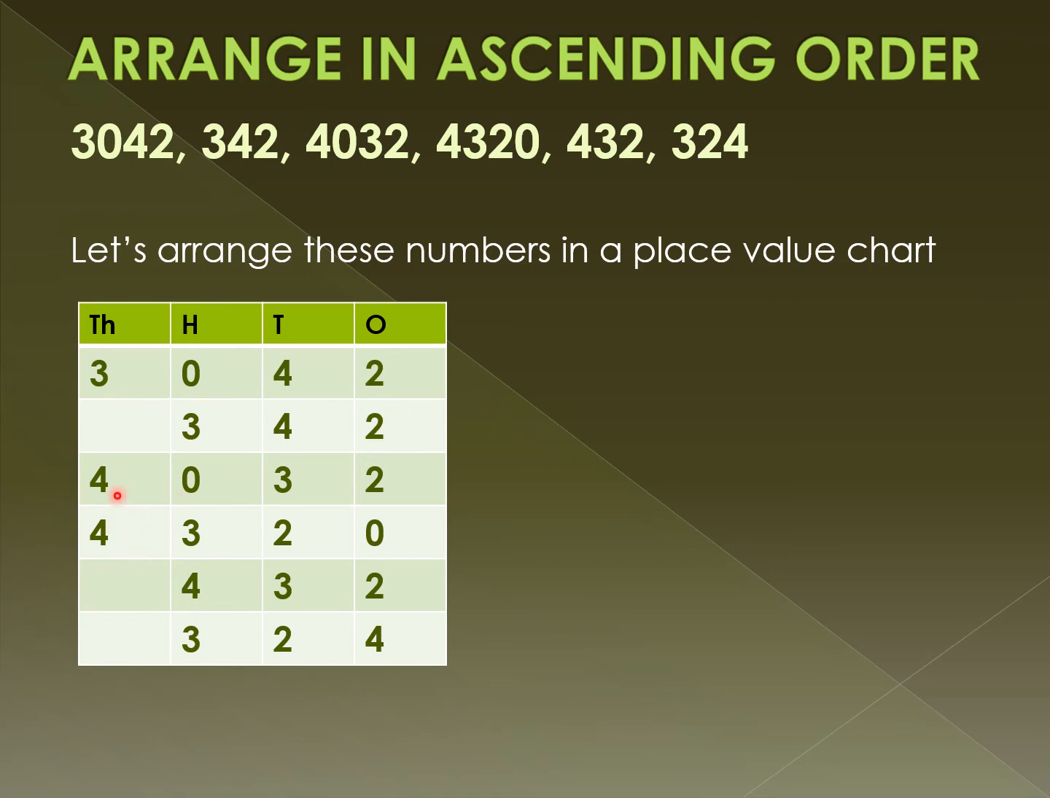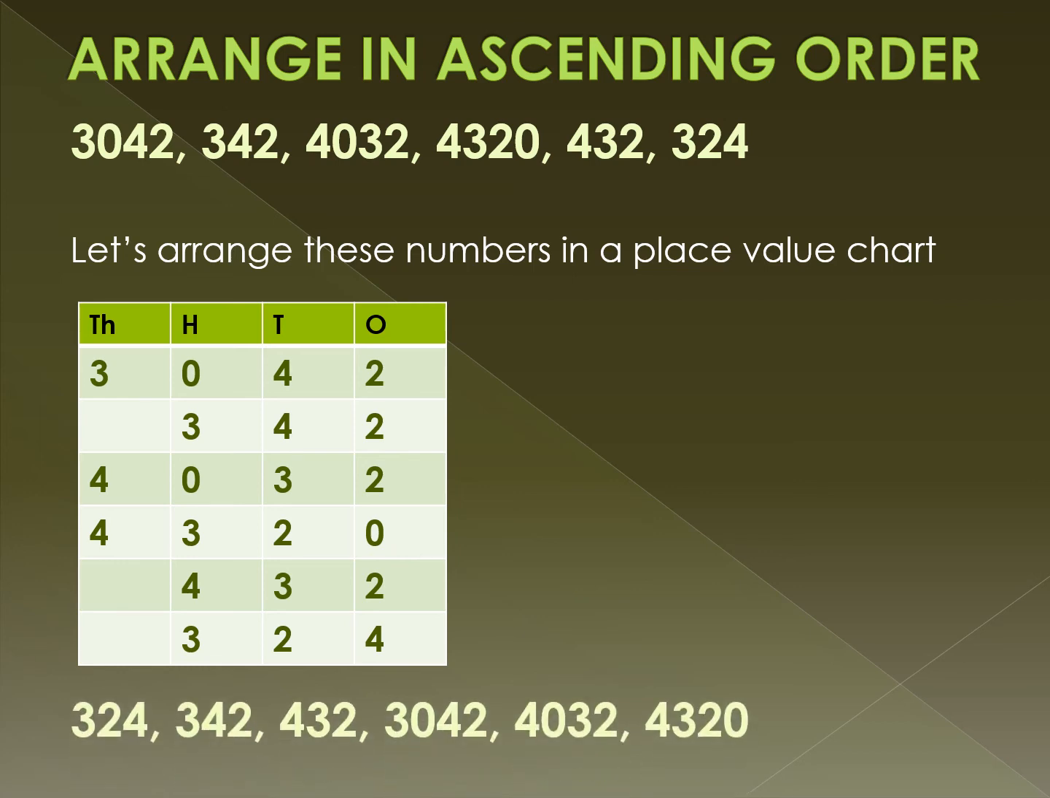We need to compare 4032 and 4320. 4 and 4 are equal. So we move to the hundreds place, 0 and 3. Clearly 0 is smaller than 3. So our next number in the order will be 4032. And finally, our last number, that is the greatest number, is 4320. So this is how we arrange the numbers in ascending order.